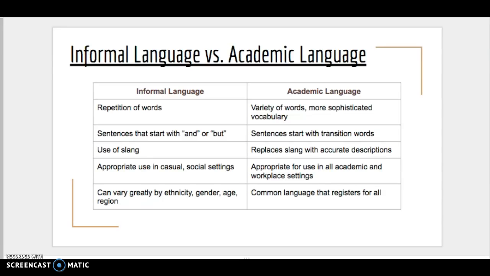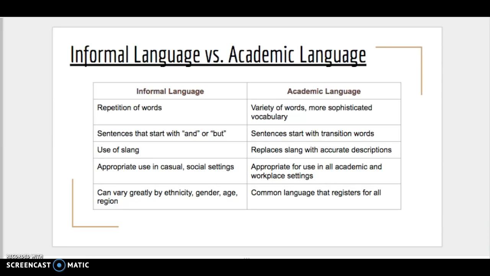Informal language also uses a lot of slang, so the word dude, or saying whatever, those would be considered slang. Academic language replaces slang with more accurate description. So instead of saying dude, you would say, hey, Steve. Informal language you use mainly in a casual social setting, like at dinner with your family, or after school at practice with your friends. That's when informal language is most appropriate. But academic language is always appropriate in any academic or workplace setting.